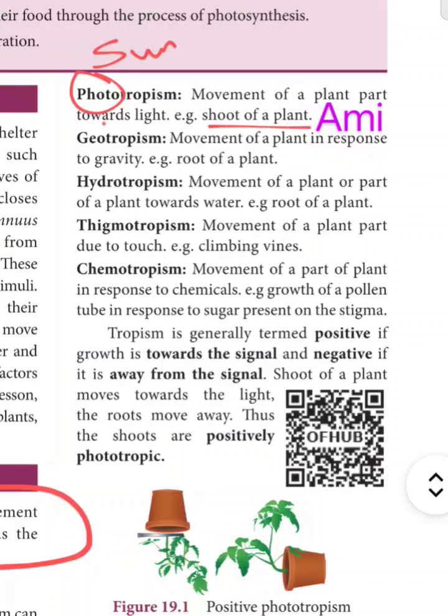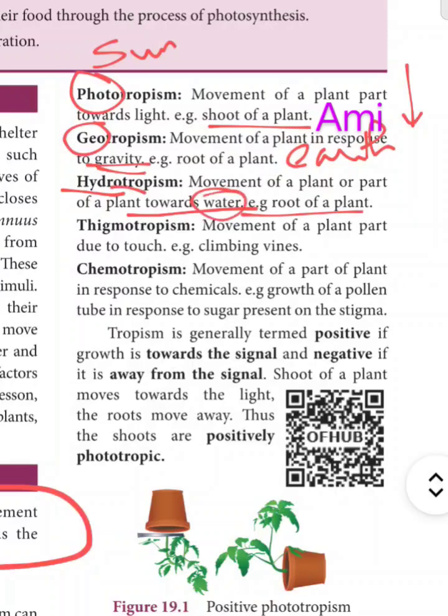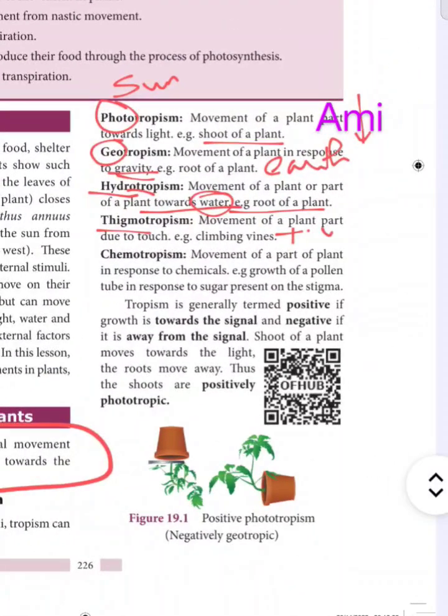Then geotropism, as the word suggests, geo, towards gravity, earth, so the root of the plant. Next is hydrotropism, as the word suggests, plant movement, where the root of the plant is moving in search of water. Thigmotropism, that is, the touch-me-not plant can also be an example for this. Chemotropism, as the word suggests, chemo is in response to chemicals. So tropism is generally termed as positive if the growth is towards the stimulus or the signal, and negative if away from the signal. How do we understand this?